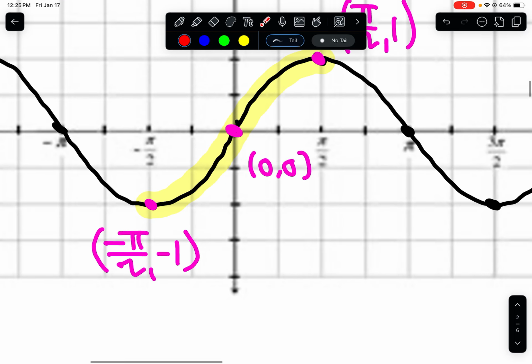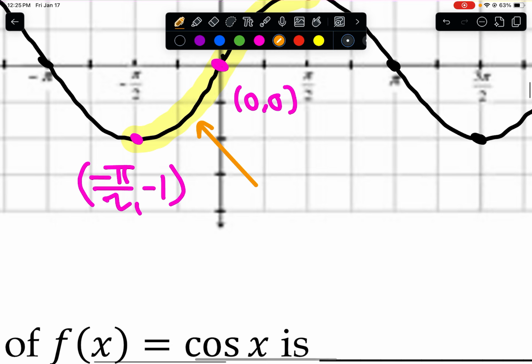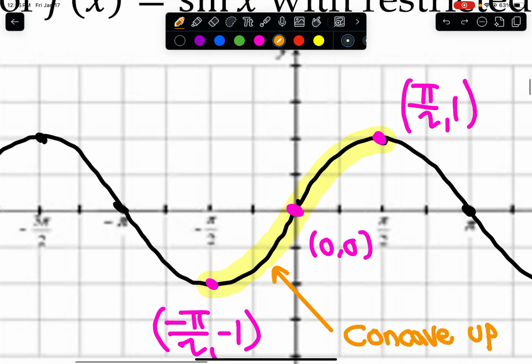So we're going to go back to the original, and what I want you to notice is here at this first segment of the graph, we're going to look from negative pi over 2 to 0. We're going to look at the concavity. So notice right here how this part is concave up. And then the next part, from 0 to pi over 2, is going to be concave down.